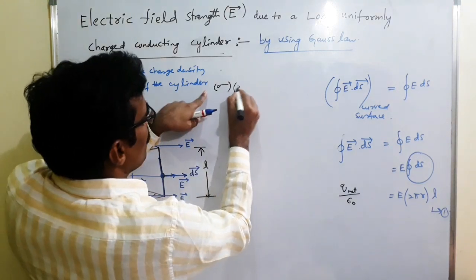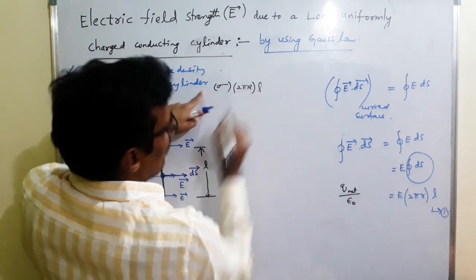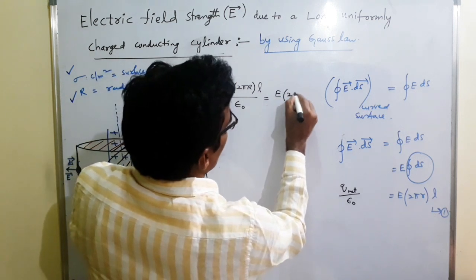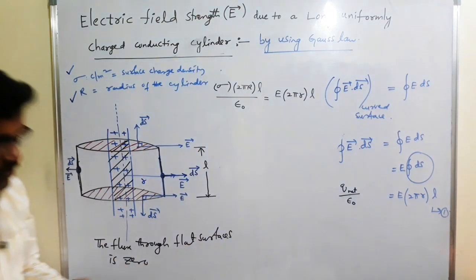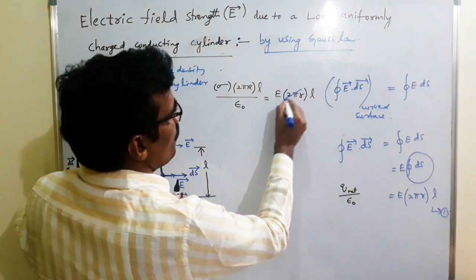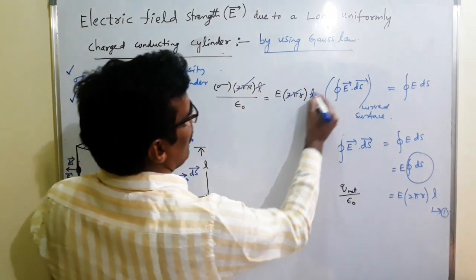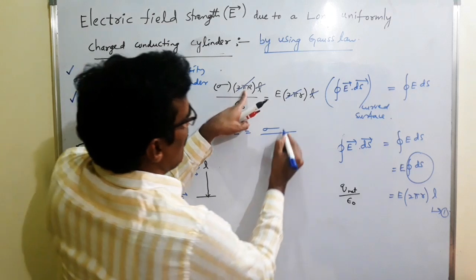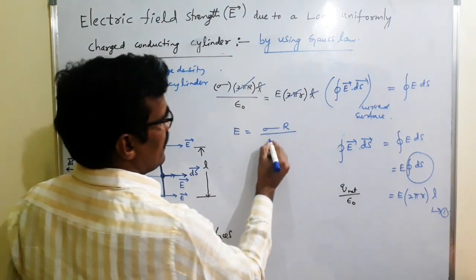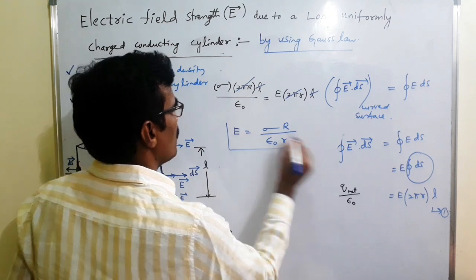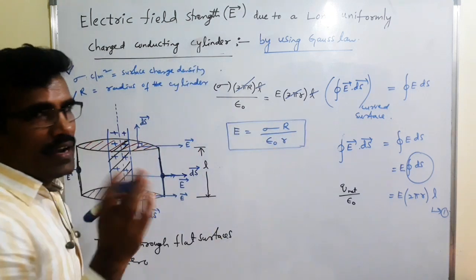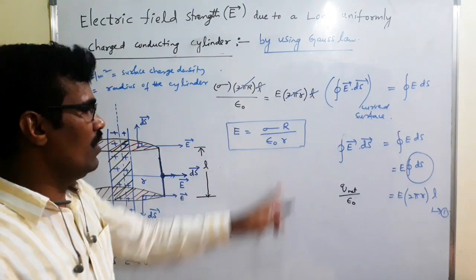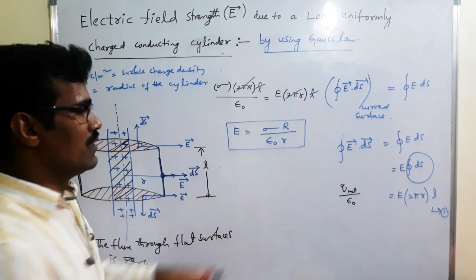Sigma into 2 pi capital R into L by epsilon naught is equal to, on the right side, E into 2 pi r into L. Okay students, now which is cancelled here? 2 pi cancels, L cancels. E is equal to sigma capital R by epsilon naught into r. Here sigma is constant, capital R is constant, epsilon naught is constant. Which is variable? Small r. Small r changes, E also changes.